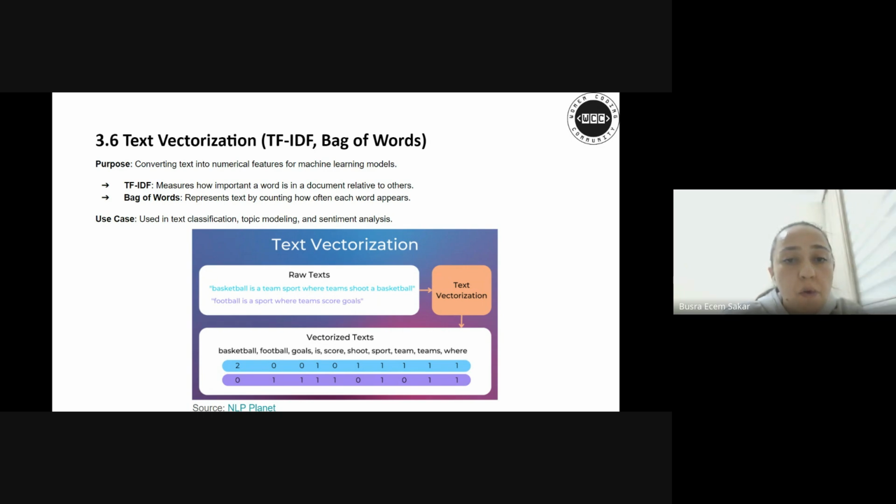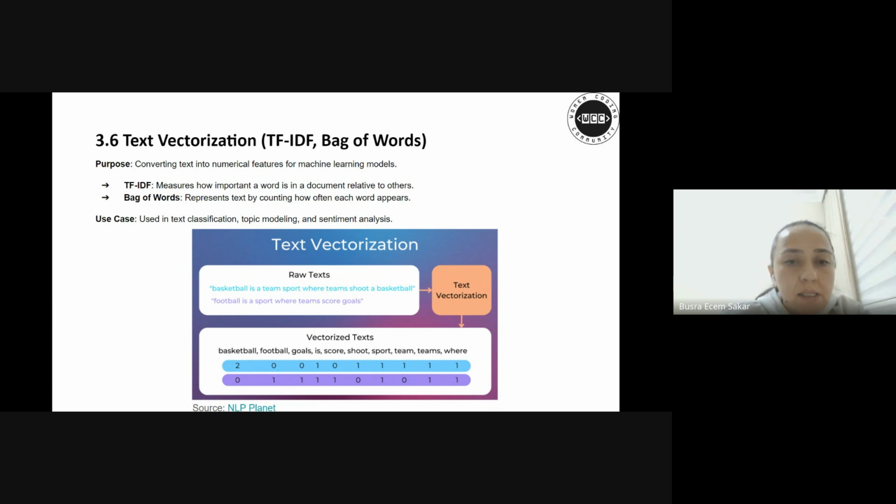I got this image from NLP Planet. Let's talk about this image. We start with two raw sentences. Basketball is a team sport where teams shoot a basketball, and football is a sport where teams score goals. After vectorization, we get a numerical representation of where each word is listed, and its frequency in each sentence is counted. For example, basketball appears twice in the first sentence, while football appears once in the second sentence.